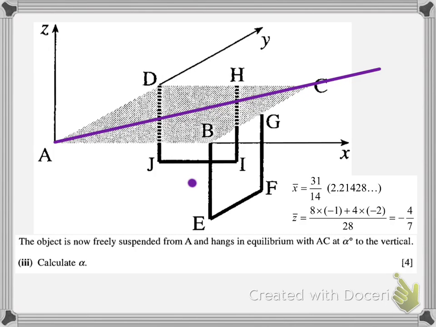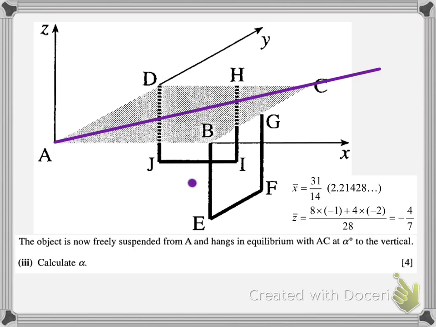Now, it's been worked out in the previous part of the question then. The X coordinate and also the Y coordinate is about 2.2 and the Z coordinate is minus 4/7. So our centre of mass is on this line from A to C, but then we drop down vertically to get it just here. So the Z coordinate tells us this distance from AC down to here, and we need to create a right angle triangle, and we can also fill in our vertical.